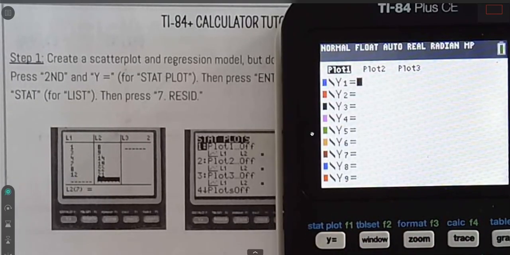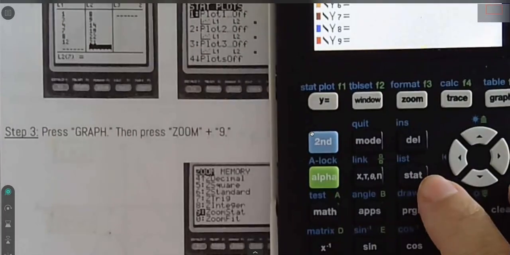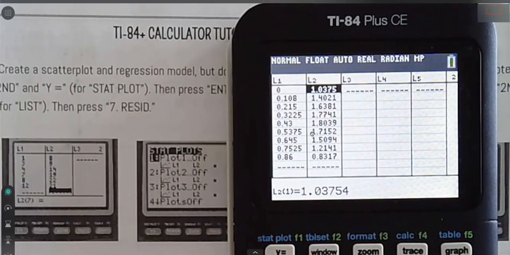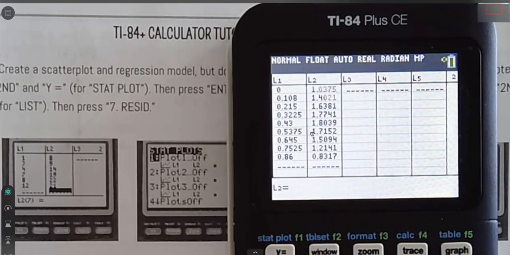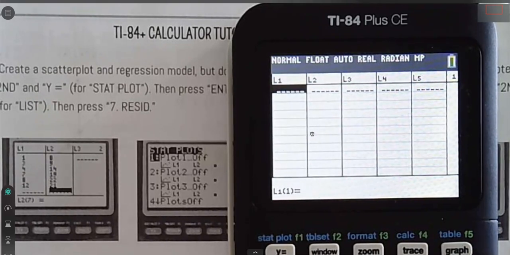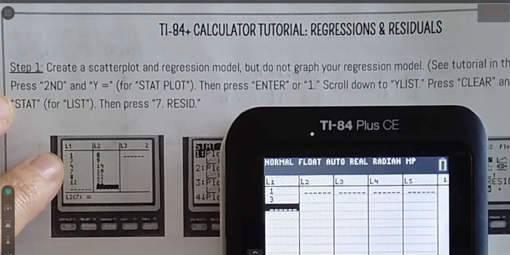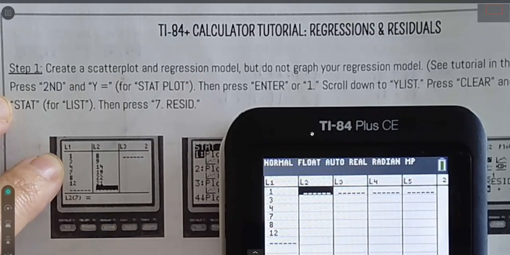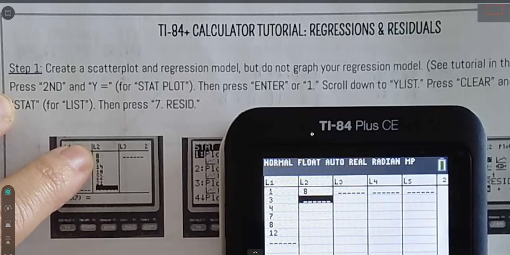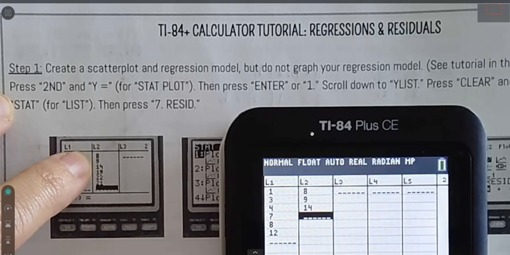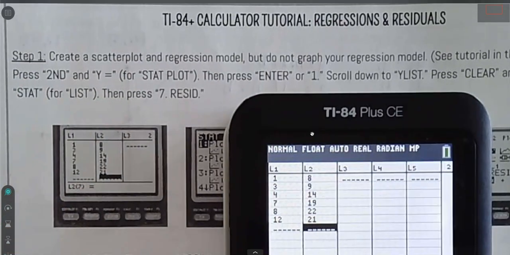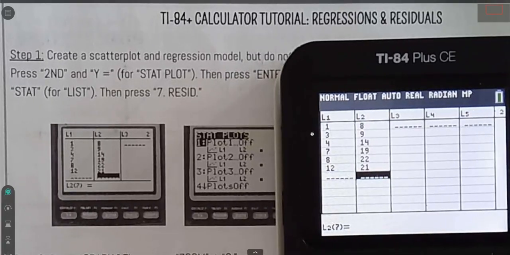All right, once you have all that done, please go to Stat. Stat is right here. And then go to Edit. And I'm just going to plug in these values. I've got 1, 3, 4, 7, 8, and 12. 8, 9, 14, 19, 22, and 21. So there are my values. I just copied this chart here.